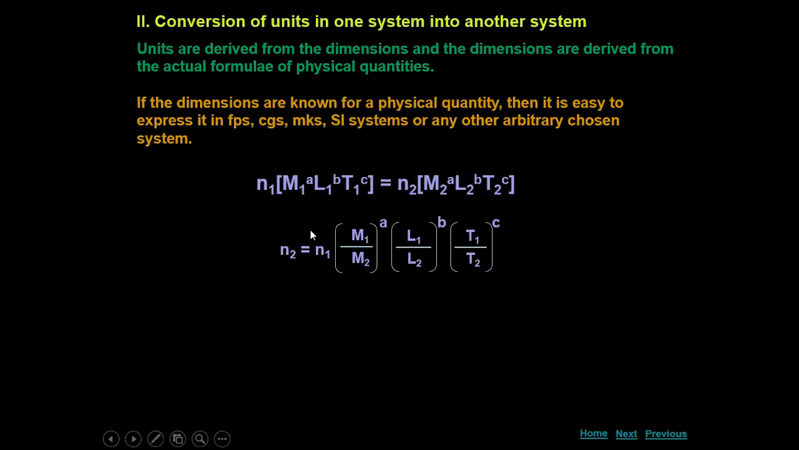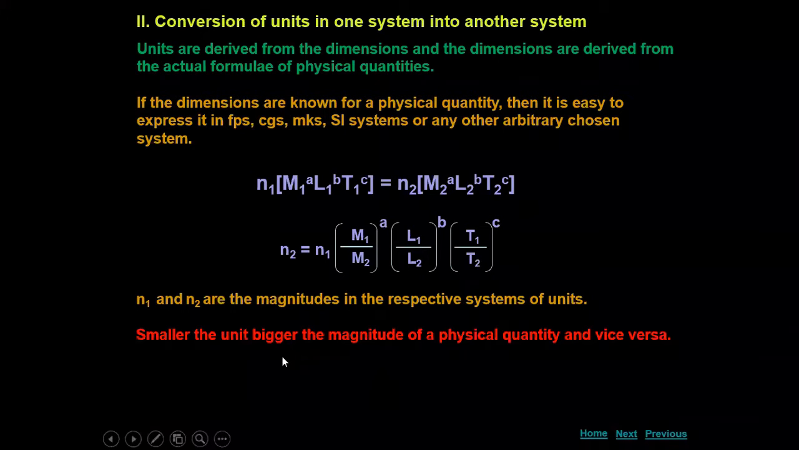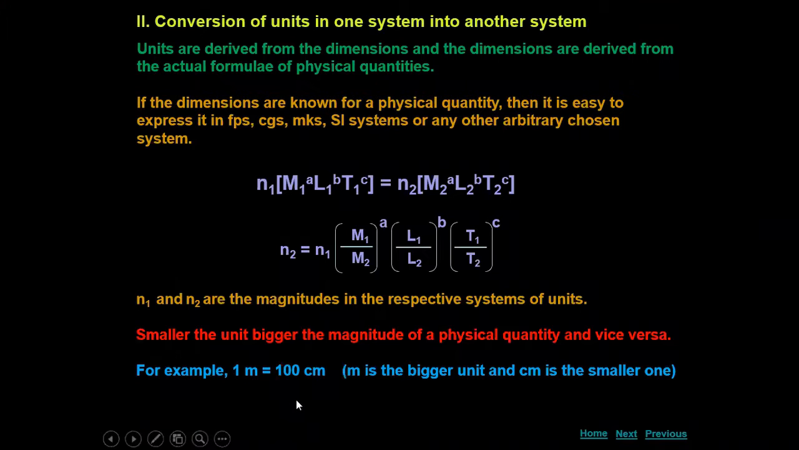Right. Suppose n2 is equal to, if we write, n1 is there already. This M2, L2, T2 is coming down, and as powers are same, we have divided them individually. Okay, right. Now n1 and n2 are the magnitudes in the respective systems of units. Okay, that we will come to know exactly. Similarly, the bigger the unit, the smaller the magnitude of a physical quantity, and vice versa. For example, 1 meter is equal to 100 centimeters. We'll see with that example.